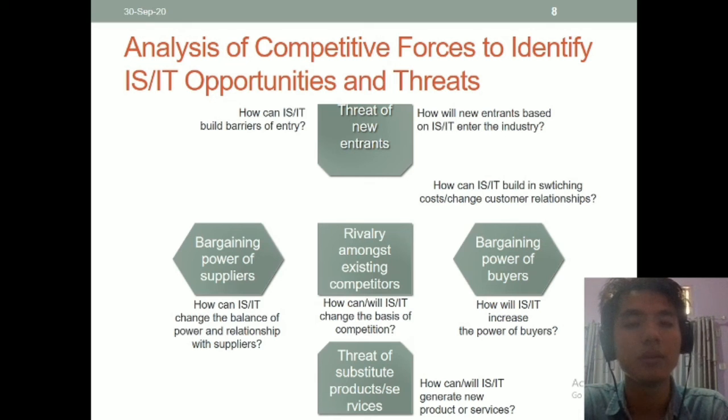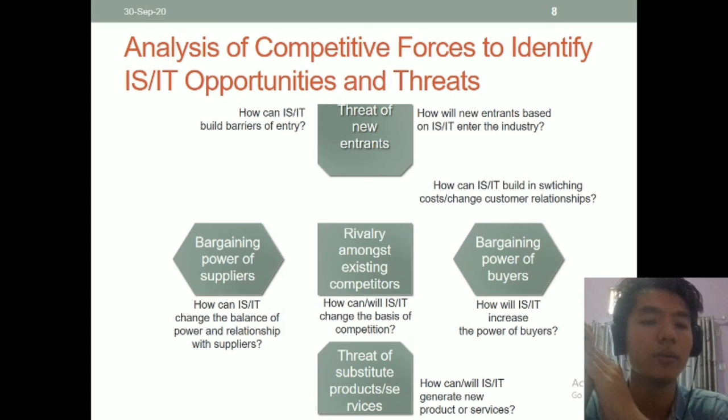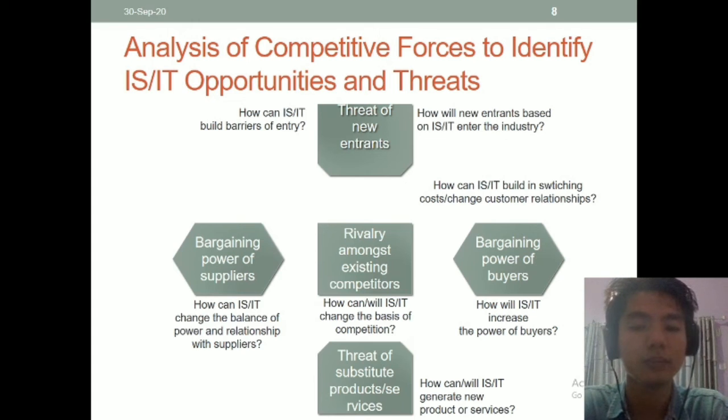And rivalry amongst existing competitors: how can or will ISIT change the basis of competition? And on the part of bargaining power of suppliers: how can ISIT change the balance of power and relationship with suppliers? The last one is the threat of substitute products or services. How can or will ISIT generate new products or services?